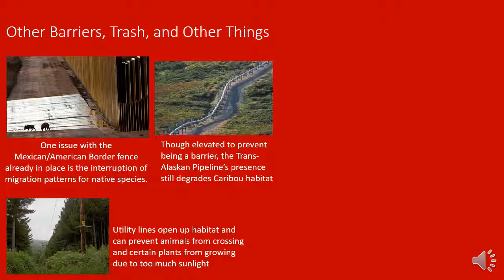And then the Trans-Alaska Pipeline, it's a real famous pipeline that sits above the permafrost in Alaska. And even though it's elevated and it's above the ground, it still is a barrier for caribou because it's hard for them to get under it.